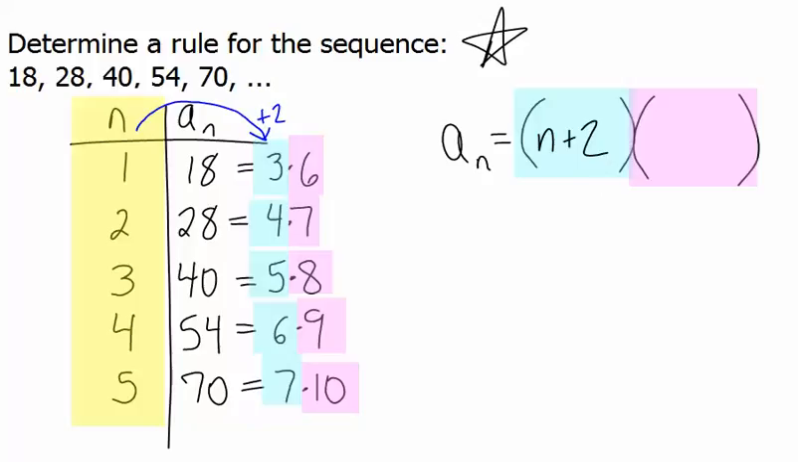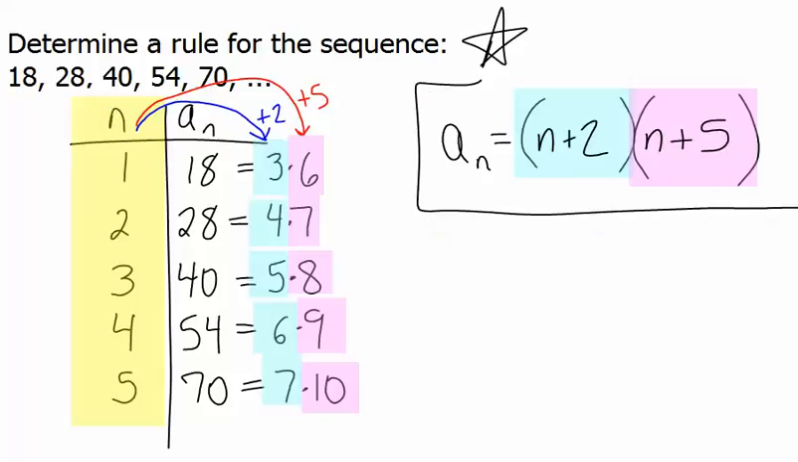Then, how do we take the number n on the left and generate those numbers in purple or red on the right? It does look like we're adding 5 each time. 1 plus 5 is 6. 2 plus 5 is 7. 3 plus 5 is 8. So to get the number that we're putting in this set of parentheses right here, we take the n, we add 5, that's going to be n plus 5.